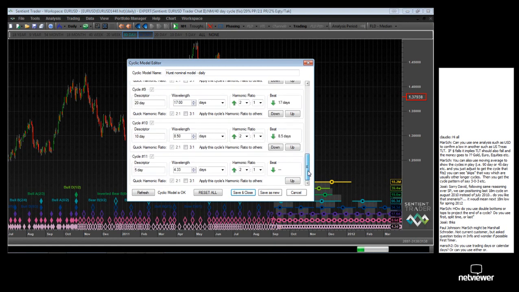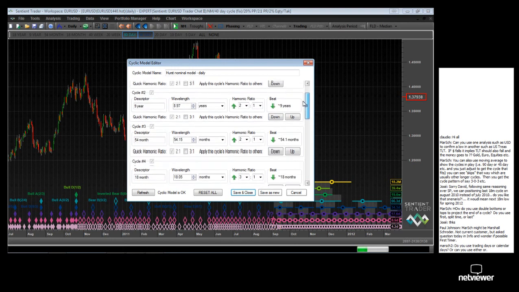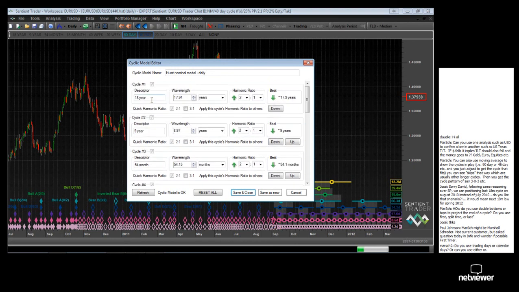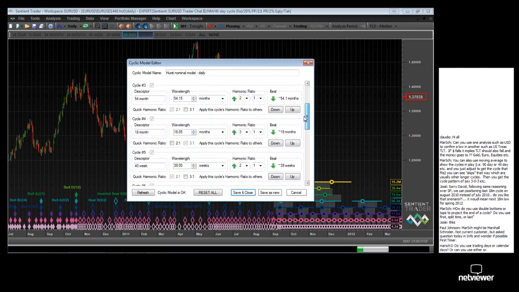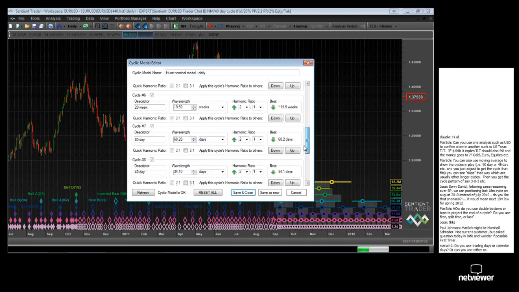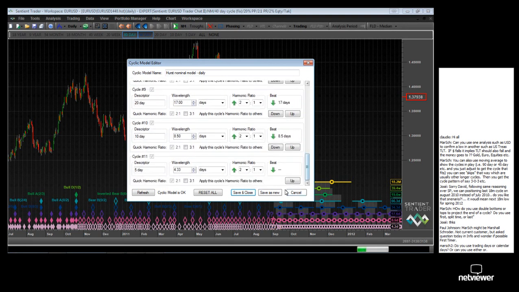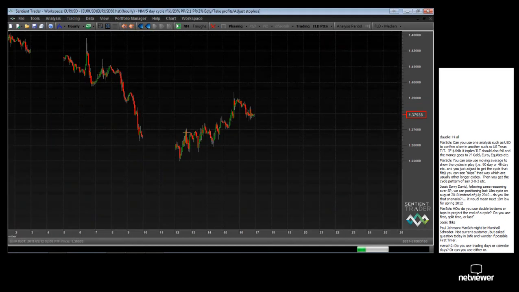Sentient Trader performs an analysis on the basis of what's called a nominal model, which is a collection of cycles. We can look at that nominal model, and we can edit it. So if I edit the current chart model, you can see here is the current nominal model. Cycle number 1, cycle number 2, going all the way down to cycle number 11. Sentient Trader considers up to a maximum of 11 cycles per chart.